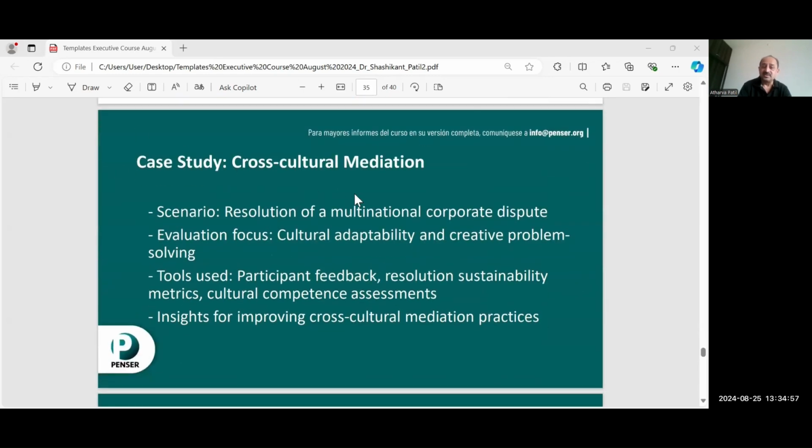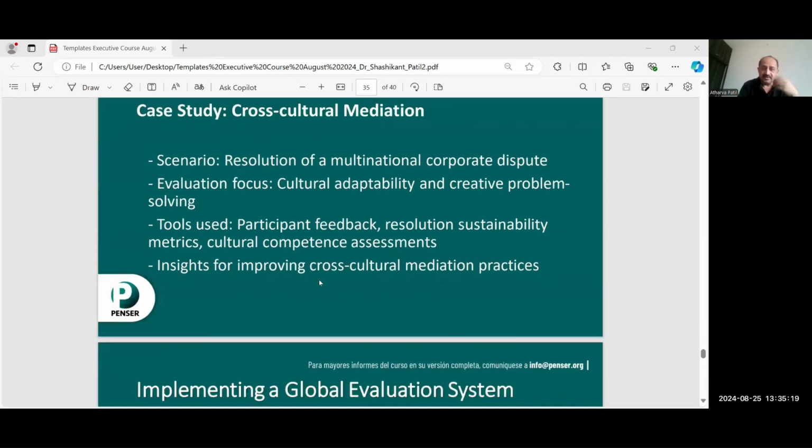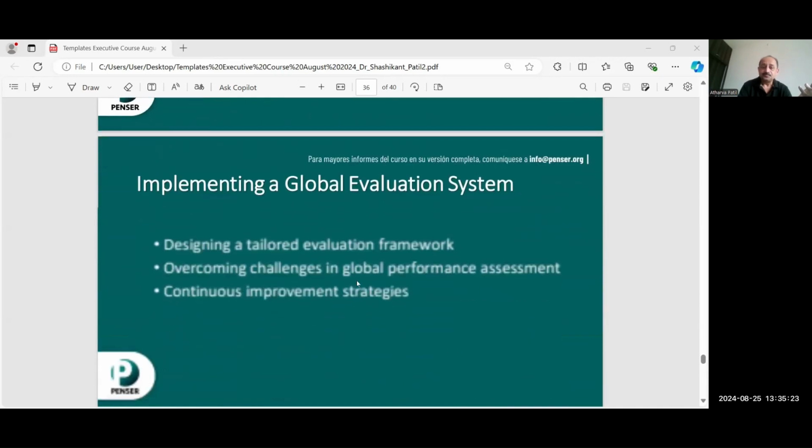Another case study is cross-cultural mediation. Here the scenario is resolution of a multinational corporate dispute. The focus of evaluation and assessment will be on cultural adaptability and creative problem solving, and accordingly you have to frame your assessment tool. You can use participant feedback, resolution sustainability metrics, and cultural competence assessments. These are the important tools. It gives you insight for improving cross-cultural mediation practices.